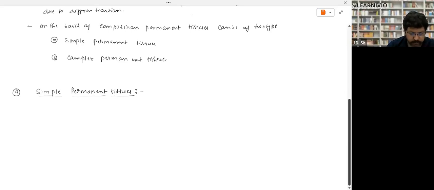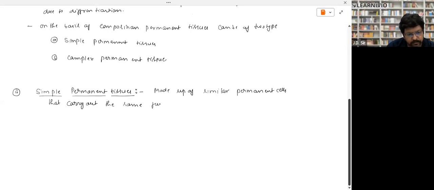So the first heading is simple permanent. They are made up of similar permanent cells that carry out the same function or similar set of functions. So these simple permanent tissues can be divided into further three categories.